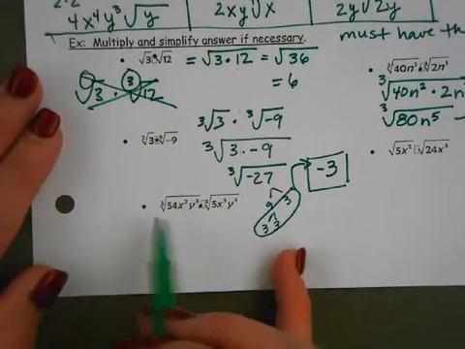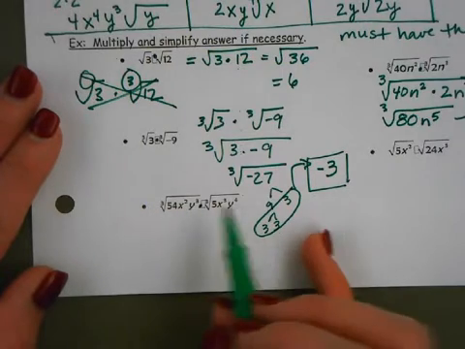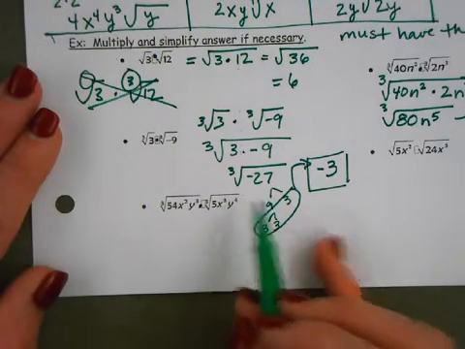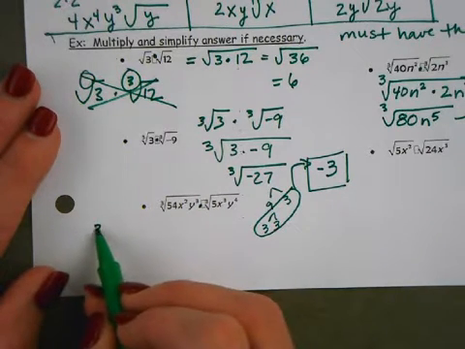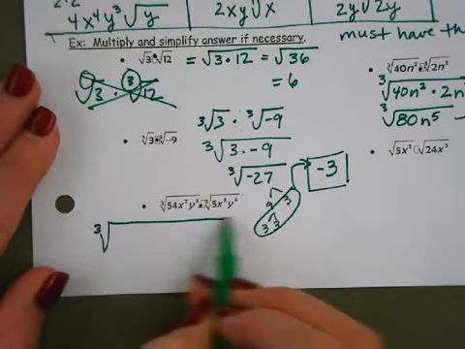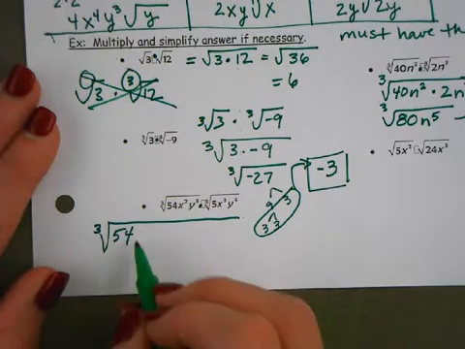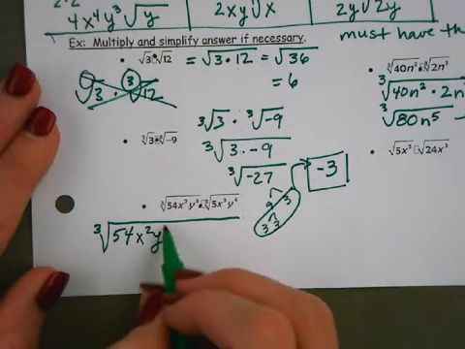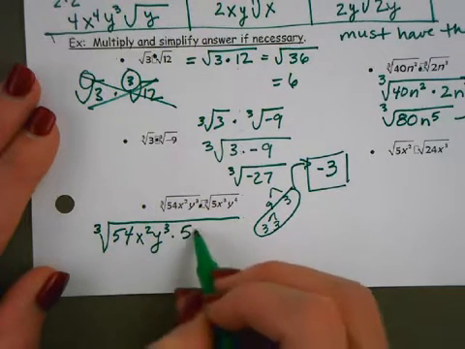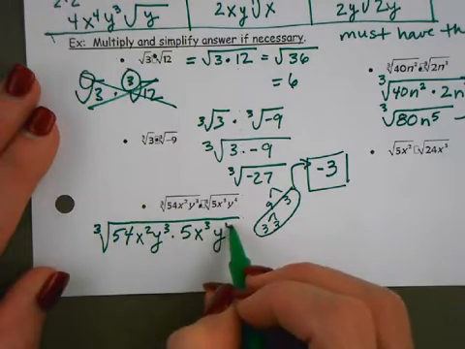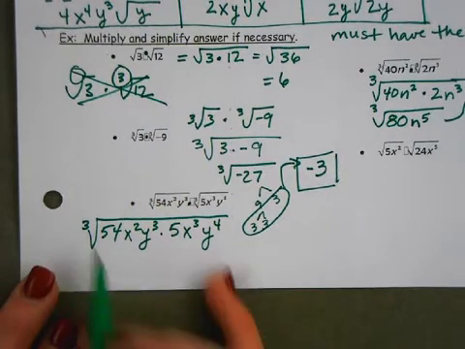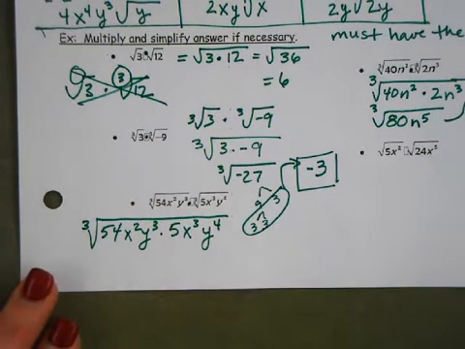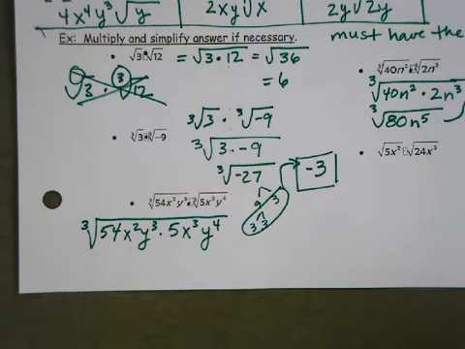Alright, so let's look at this one down here. It's kind of a long one, it looks like. We have cube root of 54x squared y cubed times cube root of 5x cubed y to the 4th. Can we multiply those together? We can, because the index is the same. So I'm going to rewrite this as the cube root of 54x squared y cubed times 5x cubed y to the 4th. Okay? 54 times 5. Do we know what that is? What's that? 270.